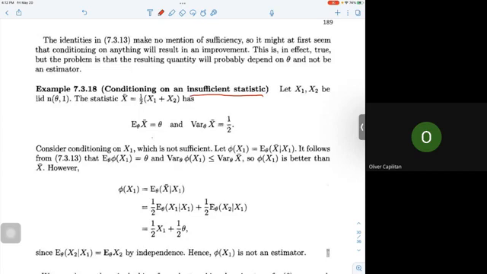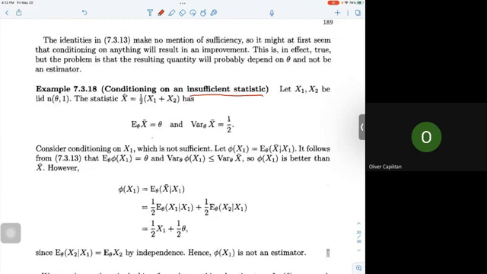So the mean of the sample mean is equal to the population mean theta. The variance of the sample mean is equal to sigma squared over n. In this case, our sigma squared, the population variance, is 1, and n is 2, so the variance of the sample mean is equal to 1/2. So consider conditioning on X sub 1, which is not a sufficient statistic.